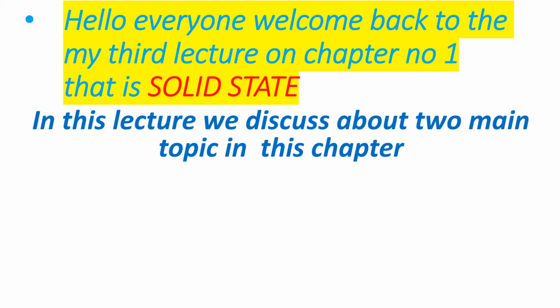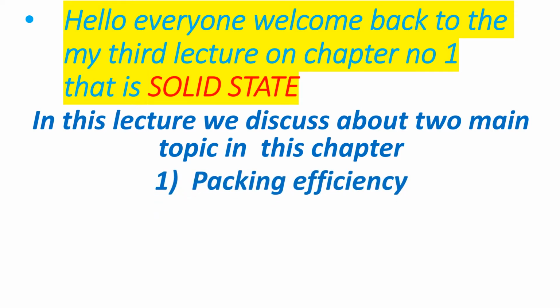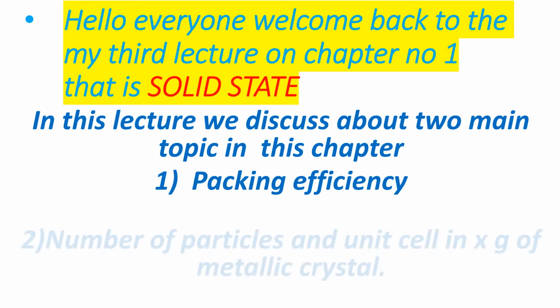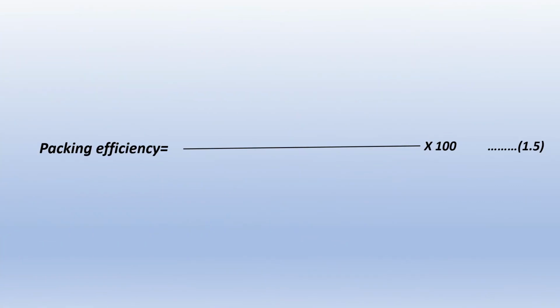In this lecture we discuss two main topics in this chapter: first, packing efficiency, and second, the number of particles in a unit cell in x gram of metallic crystal. Okay, then you have to see them one by one. First one, that is 1.7 packing efficiency.